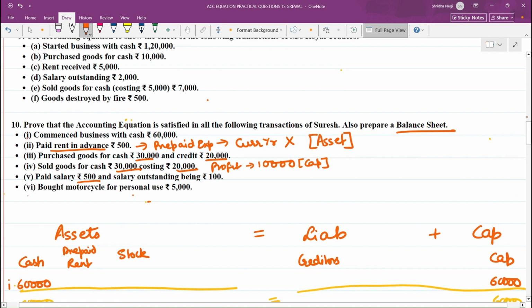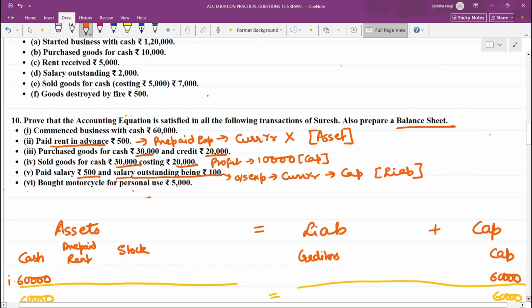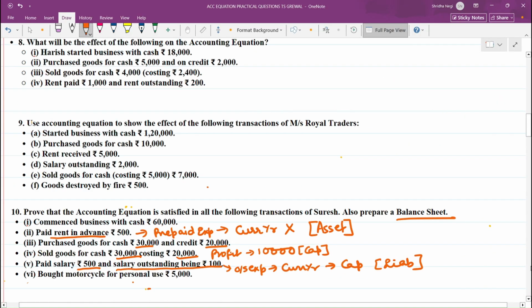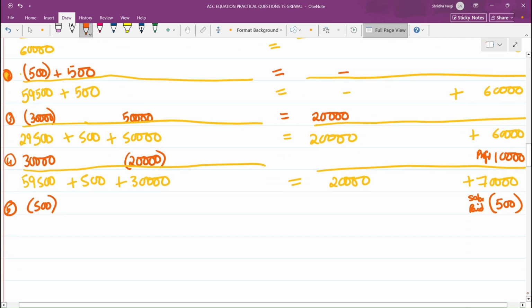अब आगे और भी है, salary outstanding 100 rupees. So salary outstanding is your outstanding expense, it's of the current year, so it will affect the capital account, and outstanding expense is a liability. ठीक है, तो liability साइड में आप outstanding salary लिखोगे. How much? It is 100 rupees. So 100 rupees you will write here.